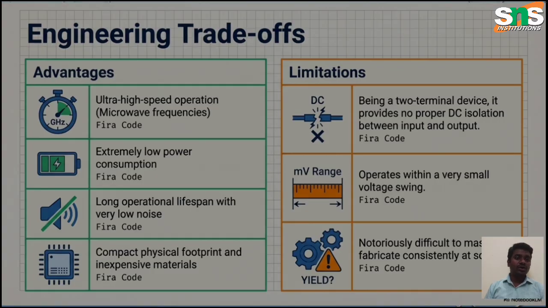The limitations: being a two terminal device, it provides no proper DC isolation between input and output. This is one of the drawbacks. It operates within a very small voltage swing, so it cannot be used for large scale applications. Its yield is notoriously difficult, and it is hard to fabricate consistently at scale. These are some limitations of tunnel diodes.